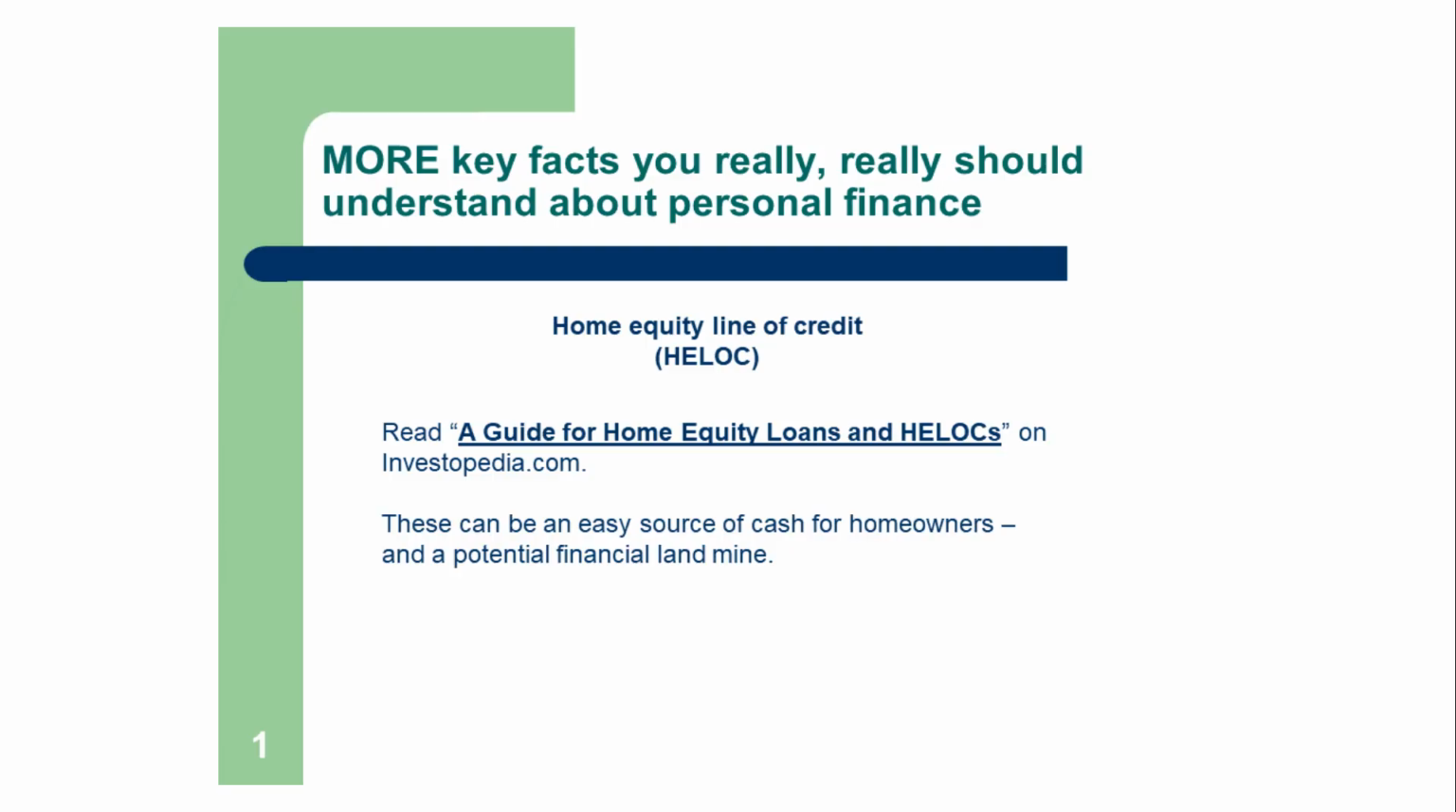We'll begin with an understanding of how important home equity loans and home equity lines of credit can be as part of one's overall financial strategy. Either of these can be a convenient way for homeowners to access cash, but they can also lead to some serious financial trouble if they are used improperly. As you see on this slide, be sure to read the Investopedia guide, which is linked here, so you can speak knowledgeably about the pros and cons of these leverage strategies.